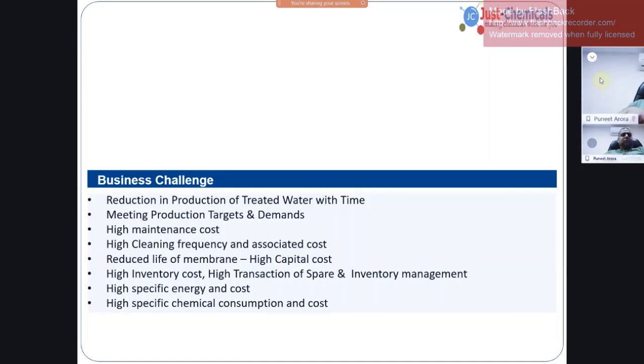meeting today. Now currently, what are the business challenges we have? We have reduction in production of treated water with time. So the permeate starts reducing, meeting production targets and demands become difficult. Then we have to several times take out the membrane, clean the membrane and do the maintenance. So high shutdown cost and high cleaning frequency. Then the life of the membrane gets reduced.